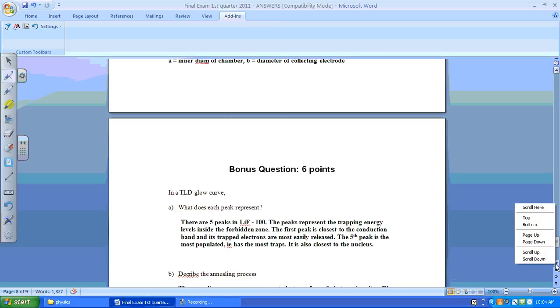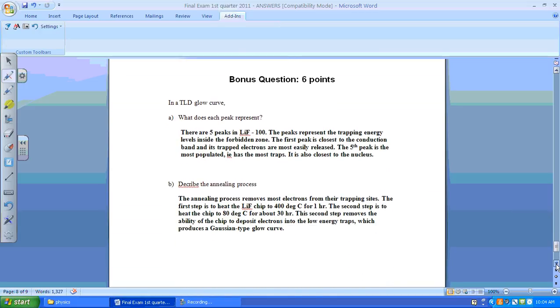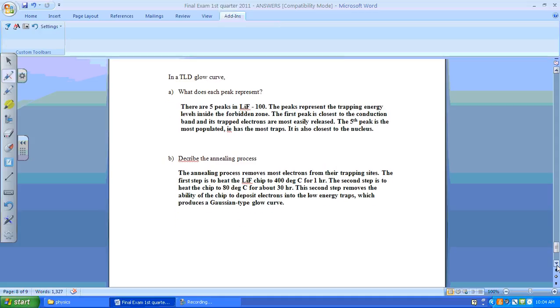Bonus. In a TLD glow curve, what does each peak represent? The glow curve looks like this. This is temperature, and this is light output. It looks something like this. You've got a couple of peaks that look like this. There's a high peak. Sometimes there's a peak over here at the end. There's always a peak at the end.